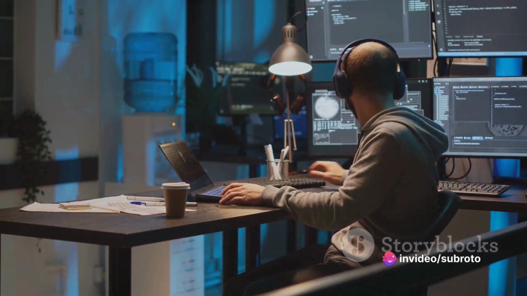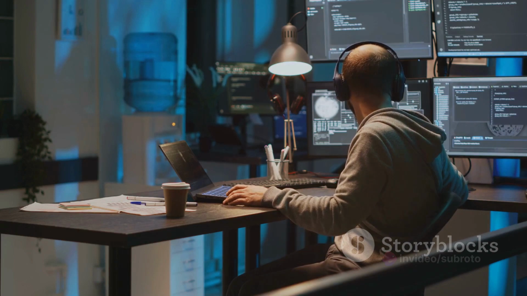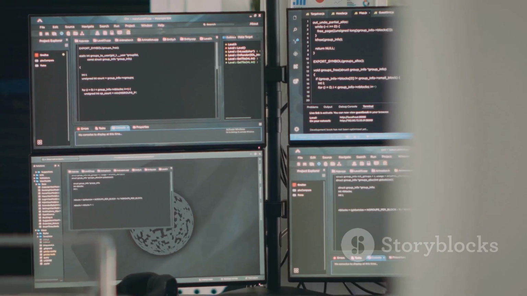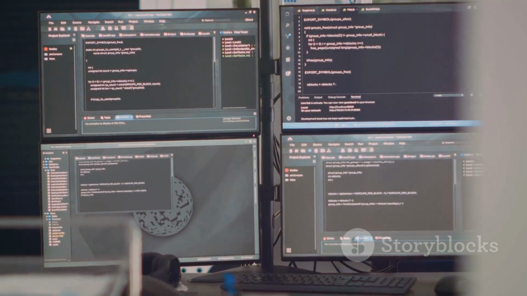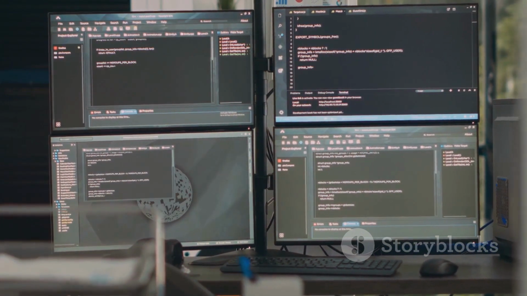It's the secret sauce that makes today's software applications so powerful and versatile. Remember, threads are the magic behind how your computer does more than one thing at a time.